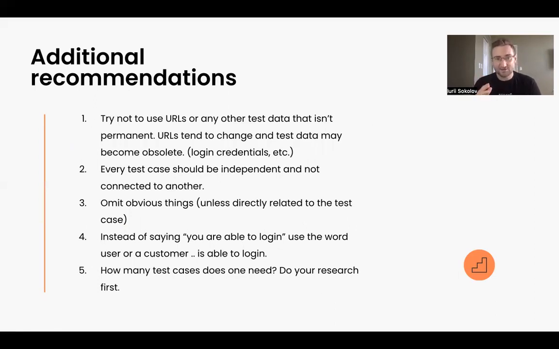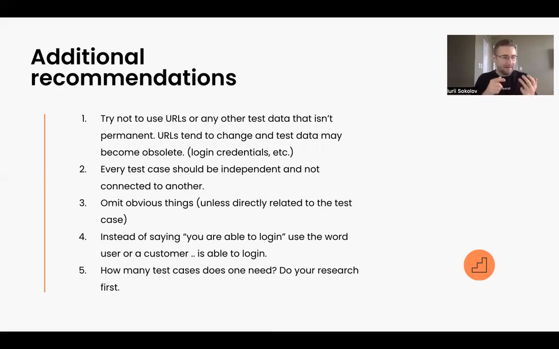A few additional recommendations. First, try not to use URLs or any other test data that isn't permanent. URLs tend to change and test data may become obsolete, login credentials and so on. Honestly, I've seen hundreds of examples, at my work or in my friends' companies, where it is actually acceptable and common to use URLs. They will add URLs into the precondition, in the test steps, in the test data, expected result. But to me, it just doesn't make much sense.